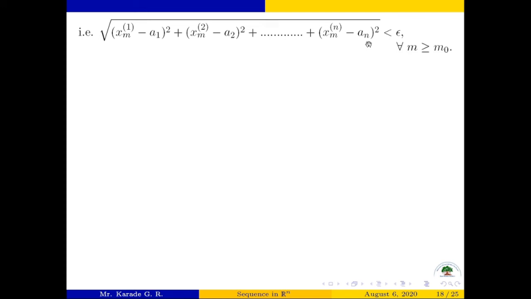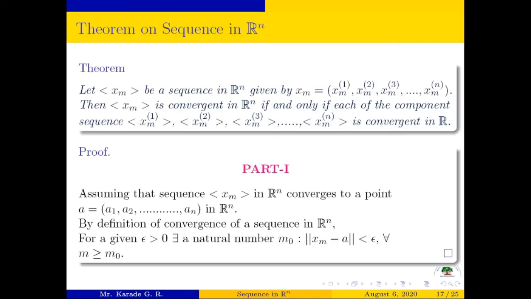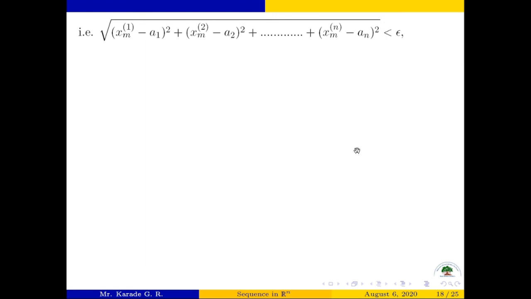So what does this represent geometrically? It represents the distance between the vector xm and the vector a. And how do we write the distance between vector xm and a? We write that distance like this, by the distance formula. And the distance is less than epsilon, and it is true for all m greater than or equal to m naught.